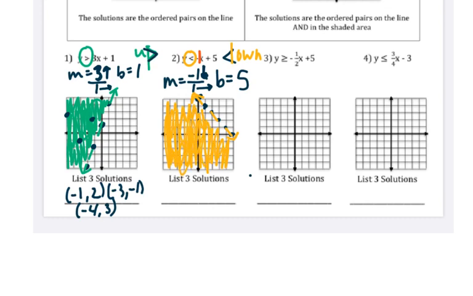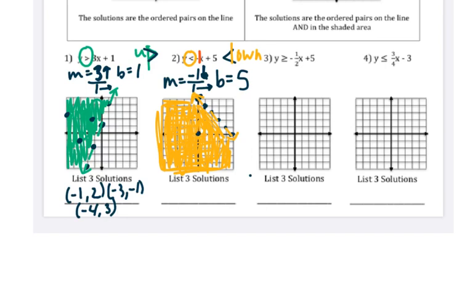Whee! That's really pretty, huh? There we go. So 3 possible solutions. My solutions live less than this line. It means they live below this line. So that means my solutions are anywhere in the colored area.